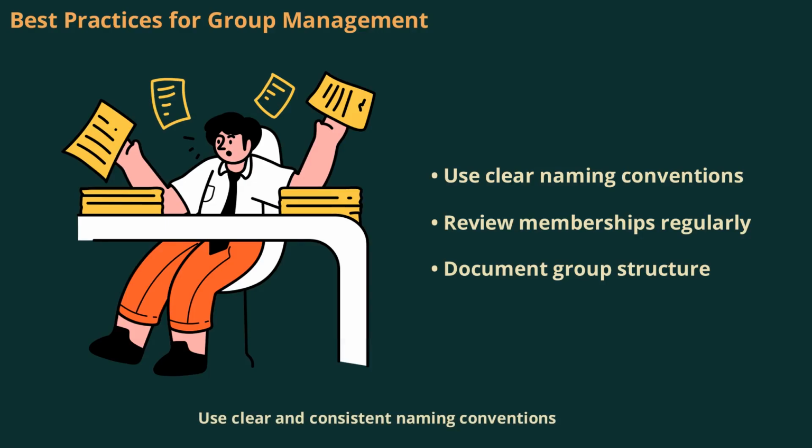Use clear and consistent naming conventions, regularly review group memberships, and avoid granting excessive permissions. Organize groups based on roles and functions, and document your group structure to make future administration easier. These practices help maintain a secure and organized AD environment.